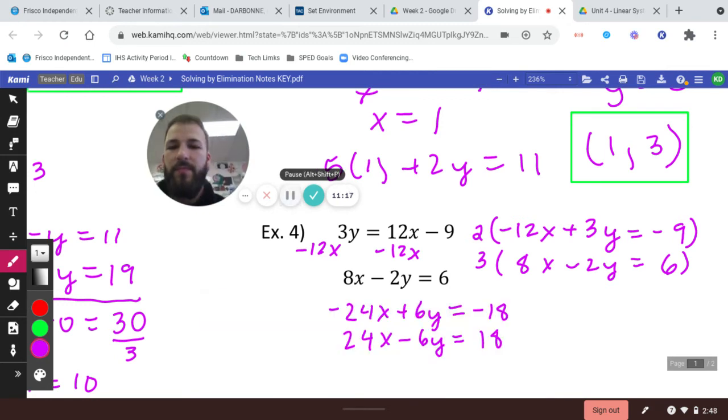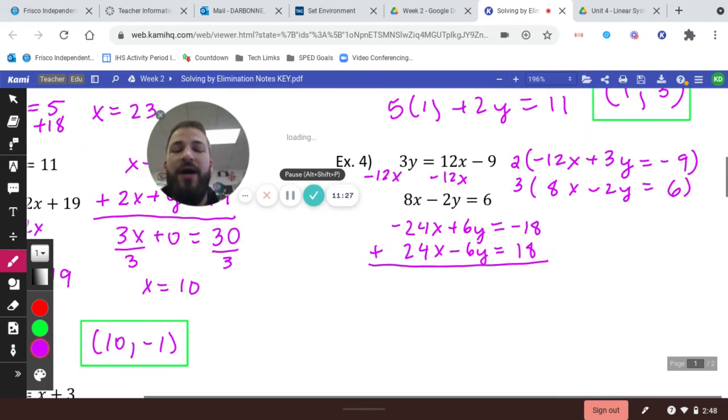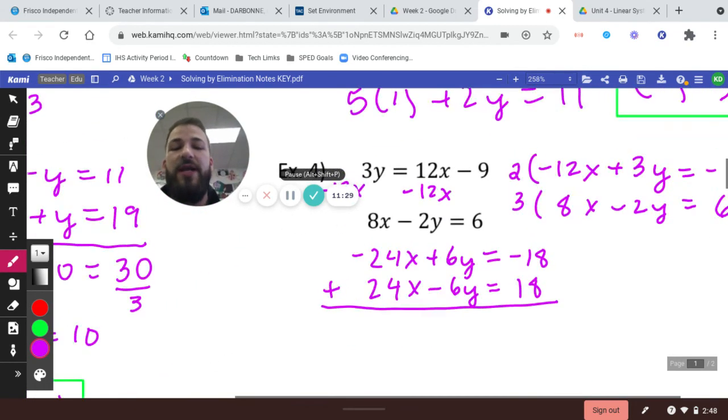So now that we have the 6 and the negative 6, which was our goal, we can move on to our second step. We can add the two equations together. And you might have just picked up on something that's about to happen. We've talked about it in notes before. So negative 24 plus 24, that's 0. Well, we didn't want the x's to cancel out, but they cancel out. 6y plus negative 6y, that's 0. Negative 18 plus 18, that's 0. So we get 0 equals 0.